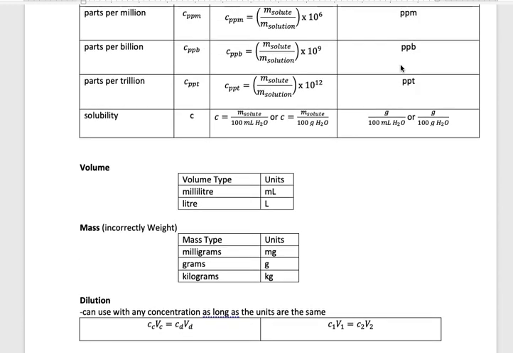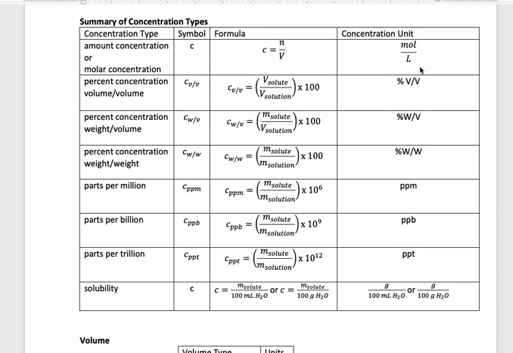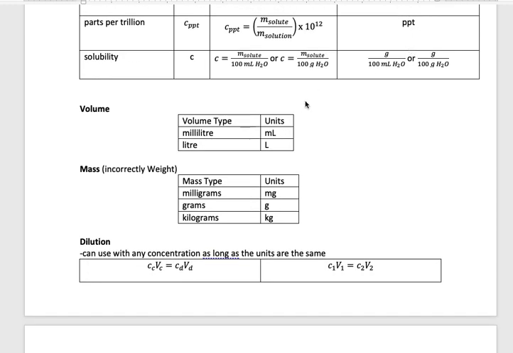So the thing is, if you see mole per liter, that's concentration. But if you just see liters by itself or milliliters, then you know it's volume. All right, the other one I want you to watch out for is mass.